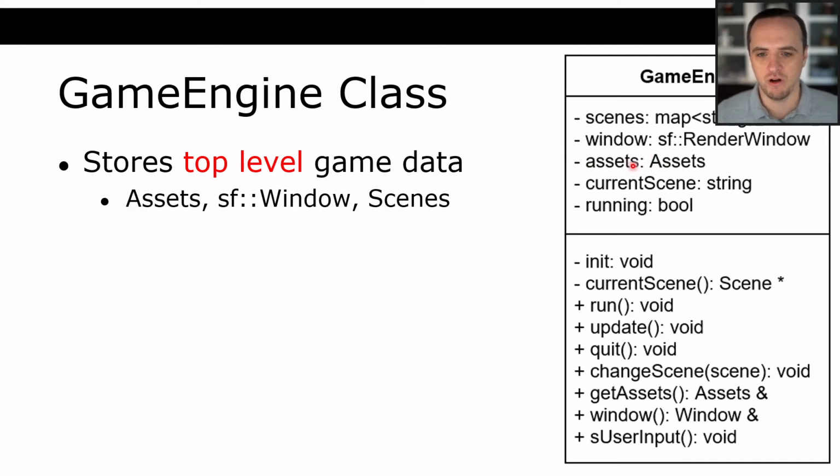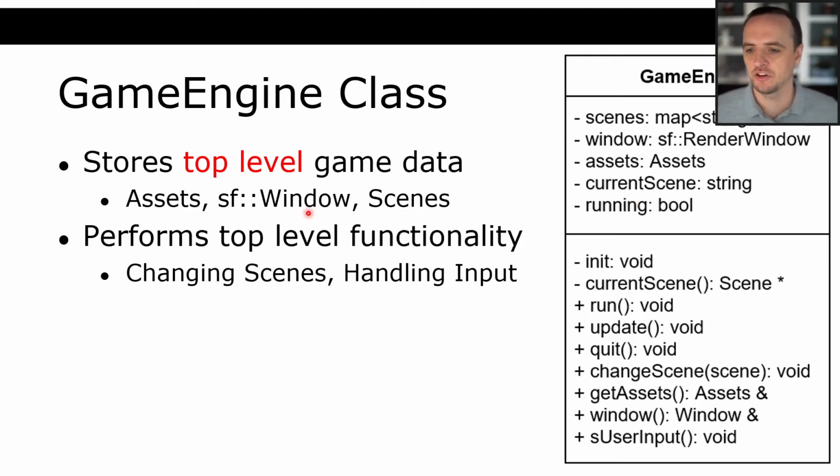We are also going to be storing a variable which tells us what the current scene is. For example, if our scene map is currently storing a menu scene and a gameplay scene, then we're going to store a string which essentially says, this is the current scene that we're playing, and that will help our engine decide which scene to load. And then we have the same thing for whether or not our game is currently running, and whenever we want to exit, we can just set that to false, and that will clean up everything for us.